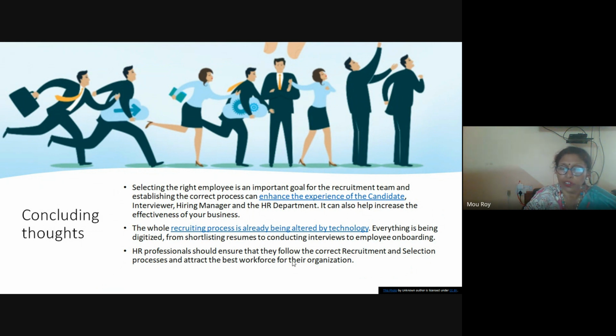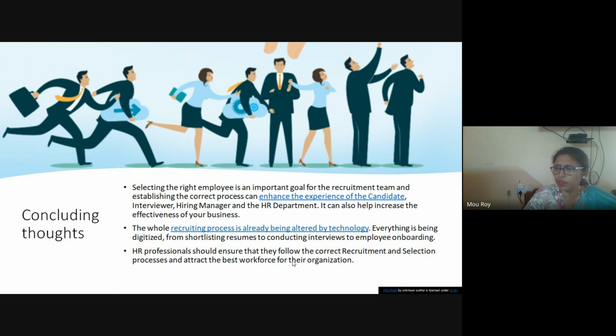So the whole recruitment process is an important goal for the recruitment team. And establishing the correct process can enhance the experience of the candidate, as I told you. Now, this is very easily done with the help of technology. We all know, earlier it was not possible, but with technology it is now very smooth and very effective. Time was an important factor, so it doesn't take much time or money. You need to have internet and that software.